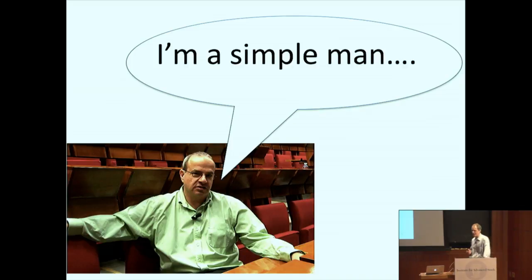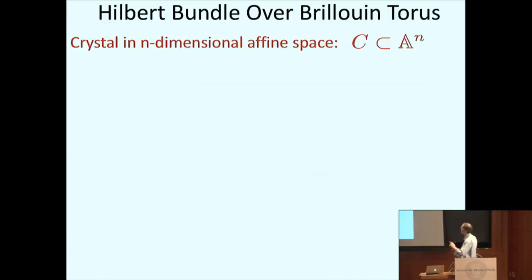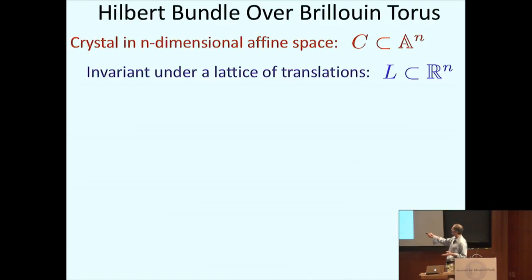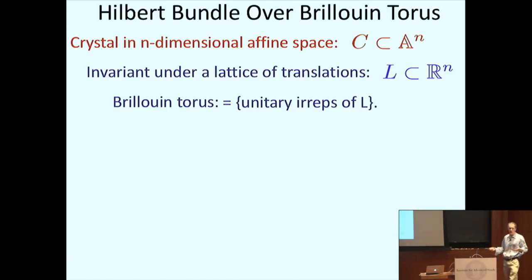My examples are going to be from topological band structure. And so let's review, albeit very mathematically, a little bit of band structure theory. So I'm going to construct a Hilbert bundle over the Brillouin torus. So supposing we have a crystal in affine n-dimensional space, so it's invariant under a lattice L of translations, and then the Brillouin torus is the set of unitary irreducible representations of L.